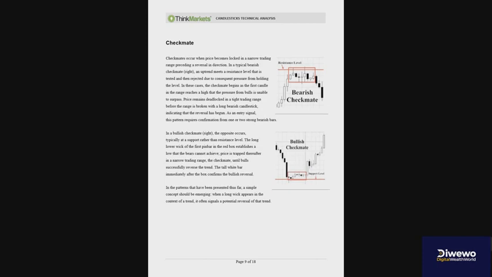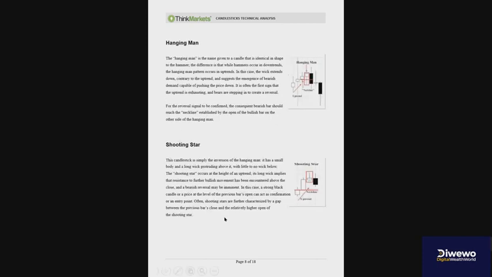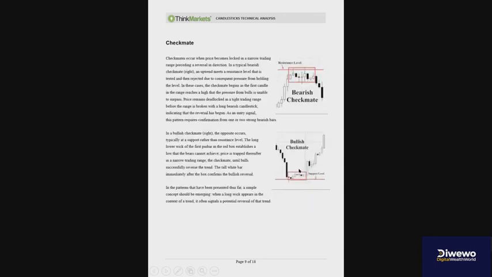All right, so we have the bearish checkmate and the bullish checkmate. As you can see, just look at the trend. You can see there was a bullish movement upward, and there was a consolidation. The market rallied, after which the market changed direction. Same thing as here. There was a bearish movement consolidating, and it moves upward, it changed direction.